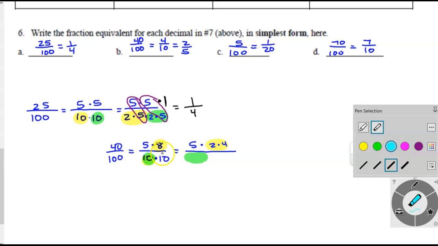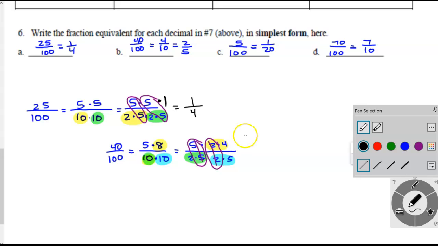And this 10 can be written as 2 times 5. Do you see some things now that we can divide out? Yeah, so let's start dividing them out. I see a 5 divided by 5, that divides out. I see a 2 divided by 2, that divides out, right? Okay.